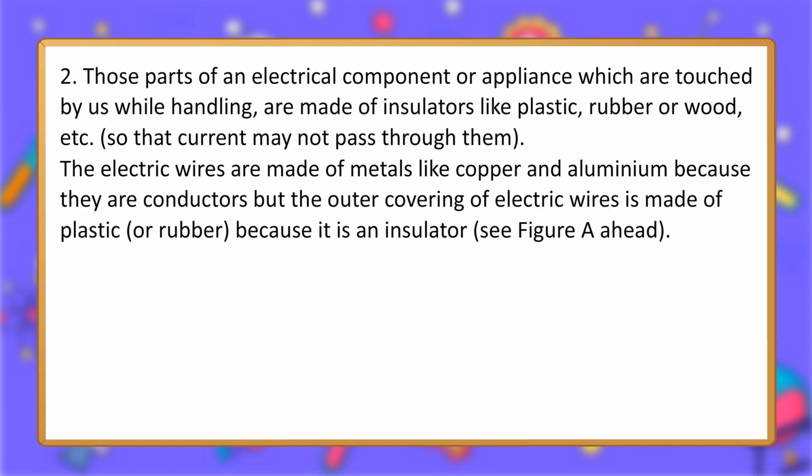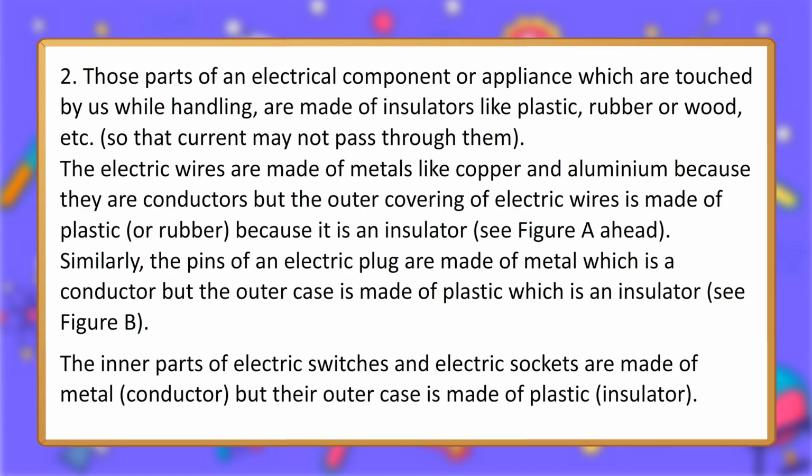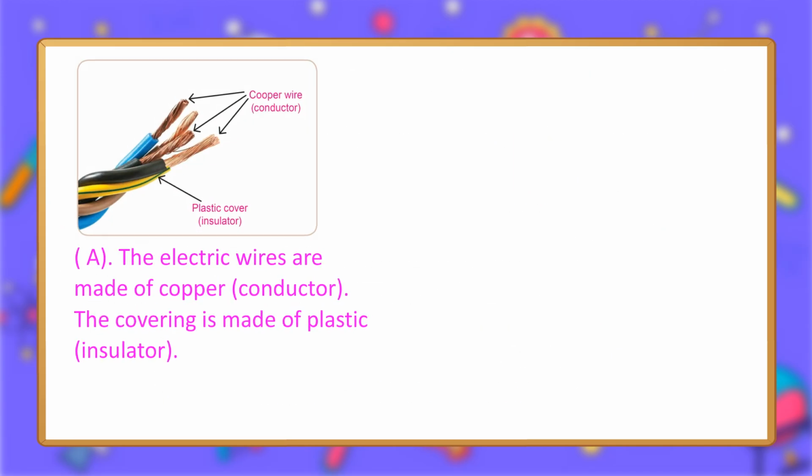The electric wires are made of metals like copper and aluminium because they are conductors, but the outer covering of electric wires is made of plastic or rubber because it is an insulator. See figure A. Similarly, the pins of an electric plug are made of metal, which is a conductor, but the outer case is made of plastic, which is an insulator. See figure B. The inner parts of electric switches and electric sockets are made of metal, a conductor, but their outer case is made of plastic, an insulator.